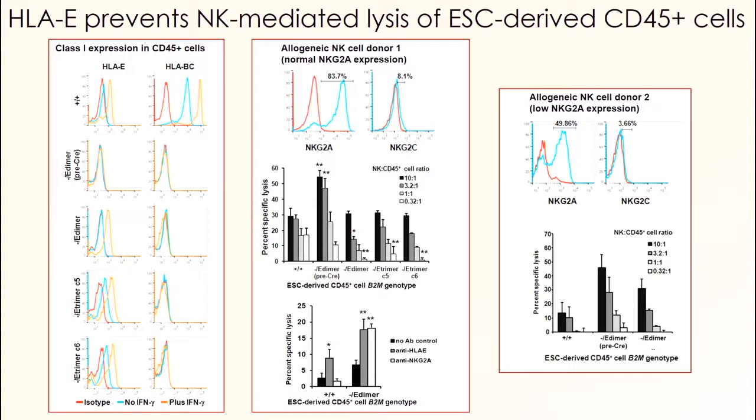And we can show by flow that the cells express class 1 as predicted. In this case, we use this pre-Cre version as our class 1 negative because the true beta 2 knockout actually doesn't differentiate. And we can do simple immunology experiments to see if it's working. The first one is a chromium release assay. So in this case, we take normal human NK cells from a normal donor, and most of them express NKG2A, which is the receptor for HLA-E, and that's pretty typical.